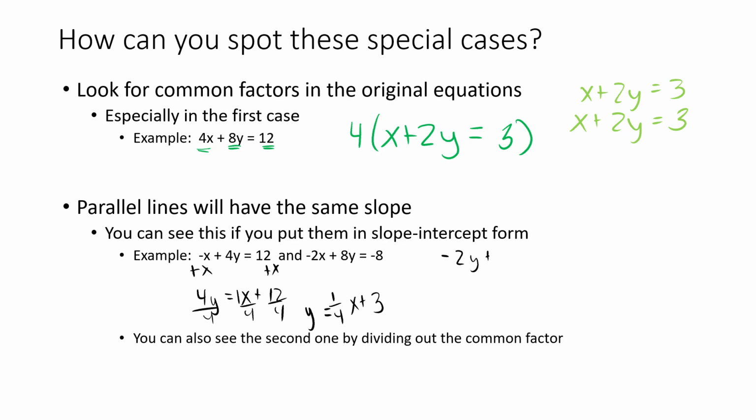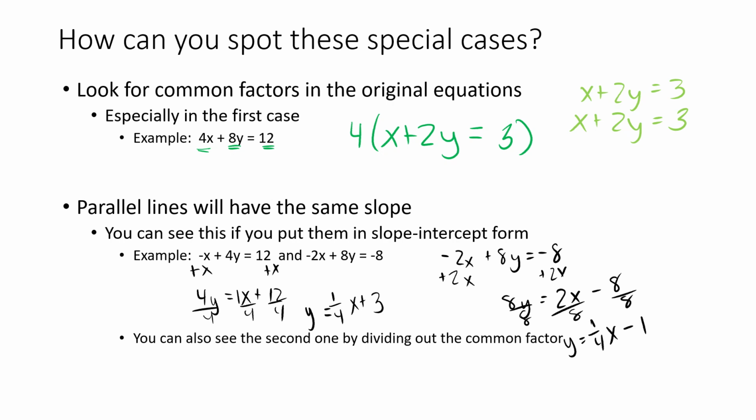And then if I do the same thing with this one, you can also see it in the second one by dividing out the common factor. I'll show you what I mean by that in a moment. But we'll add the 2x, sorry, not the 2y, that's a 2x, to both sides. So we get 8y equals 2x minus 8, and divide everything by 8. And 2 divided by 8 there is 1/4 x minus 1. And you can see that they both have a slope of 1/4.